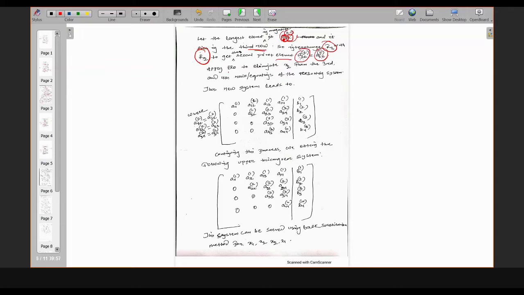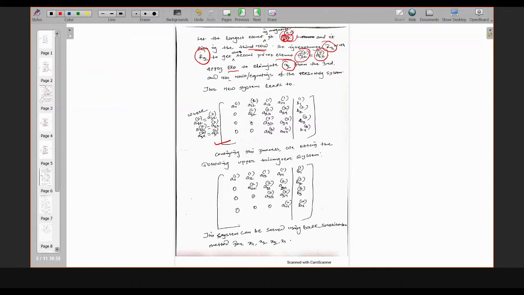Then apply elementary row operations to eliminate x2 from the third and fourth row equations, resulting in this system. You can see here in the pivoting strategy, first you have to search for the largest element. Then you have to interchange the elements sitting in the pivot position and the largest element's row, and after interchanging, you have to apply elementary row operations to make the elements below the pivot position 0.